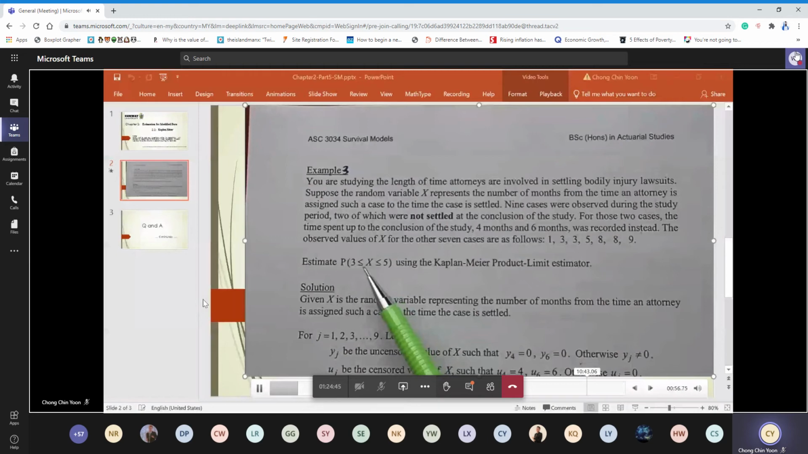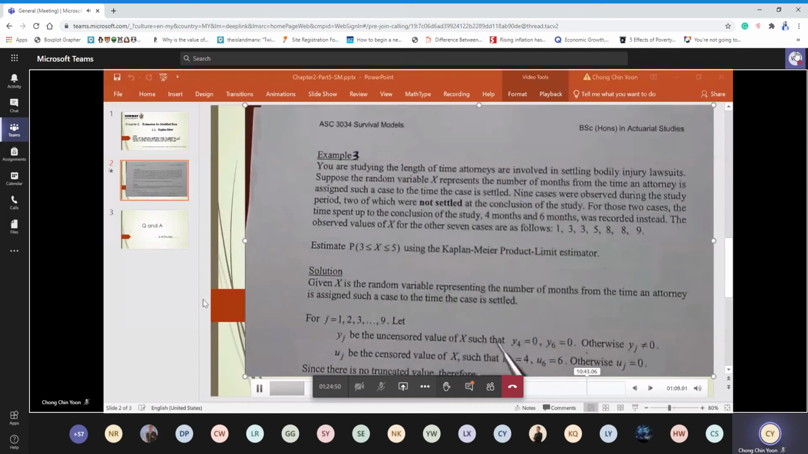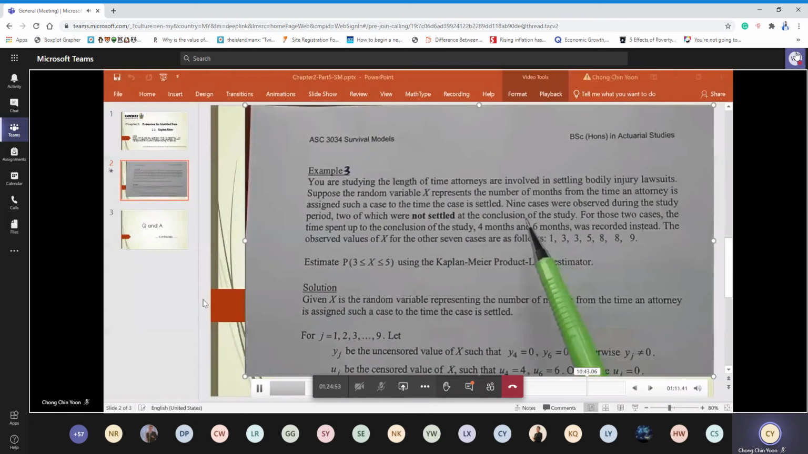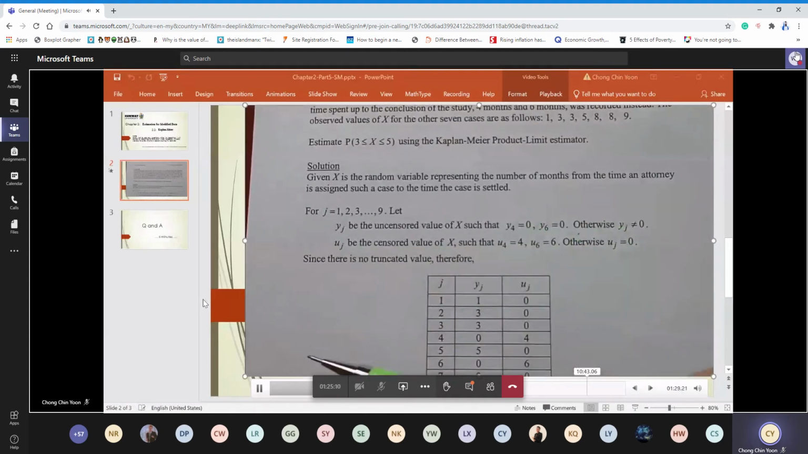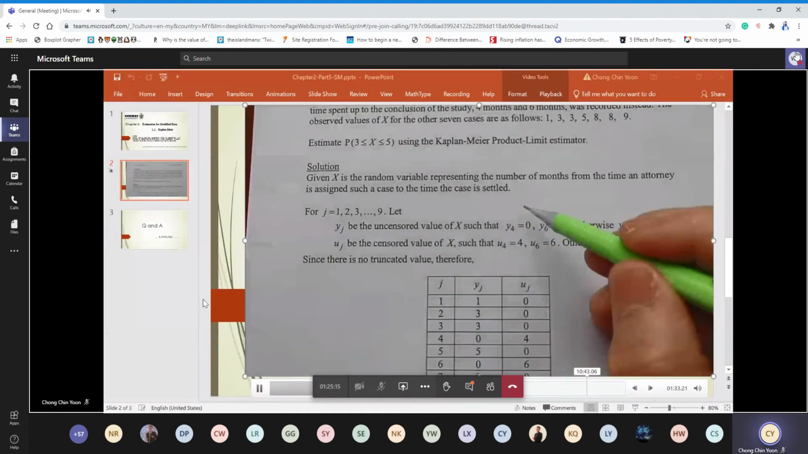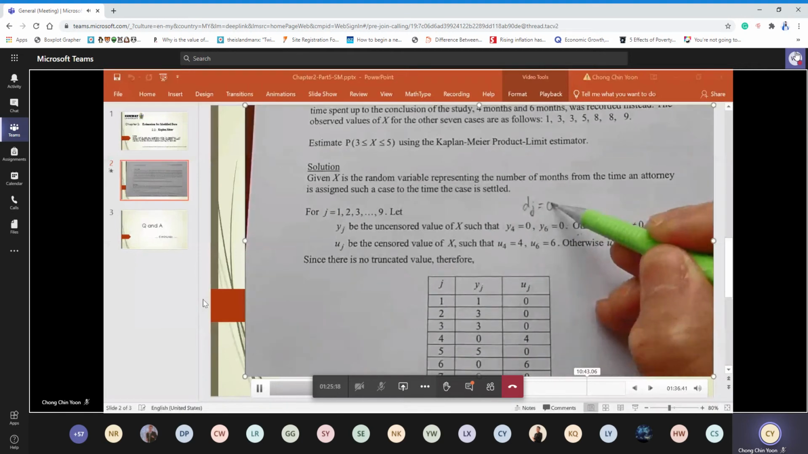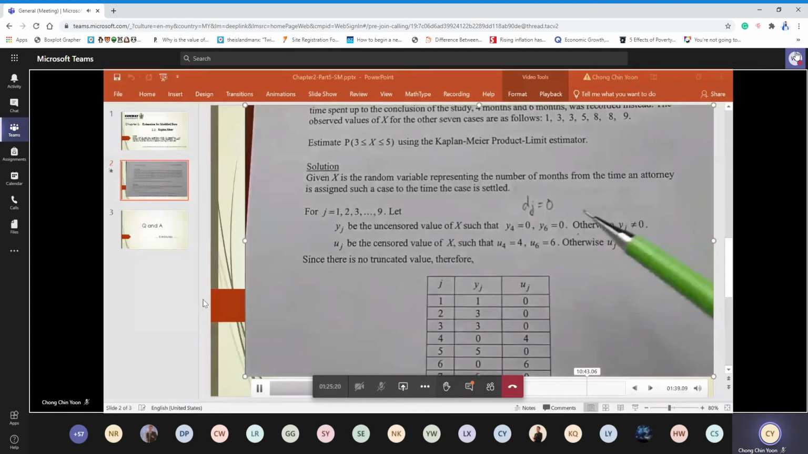So this is the solution. We let x be the random variable representing the number of months. If you look at this question, 2 of which were not settled. That means these are the censored values. So the censored values fall on 4 months and 6 months. This data represents the number of months. So from here, it is very obvious that we do not have any truncated value. Therefore, dj is 0 for all j.